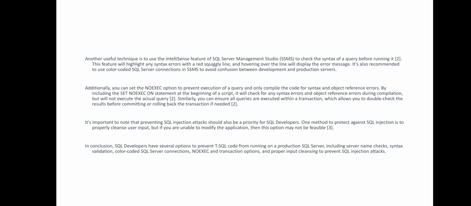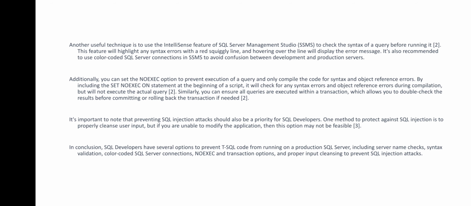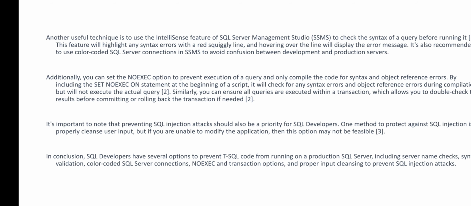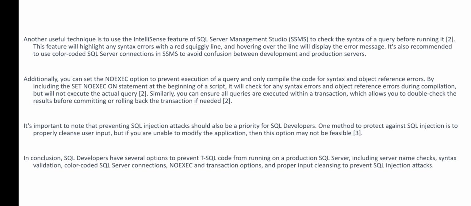Another useful technique is to use the IntelliSense feature of SQL Server Management Studio, that is SSMS, to check the syntax of a query before running it. This feature will highlight any text errors with a red squiggly line, and hovering over the line will display the error message. It's also recommended to color code SQL Server connections in SSMS to avoid confusion between development and production servers.